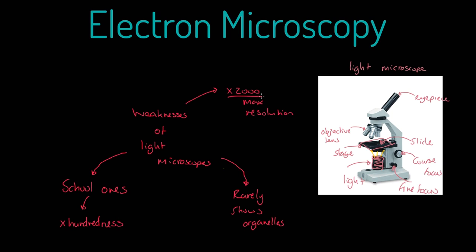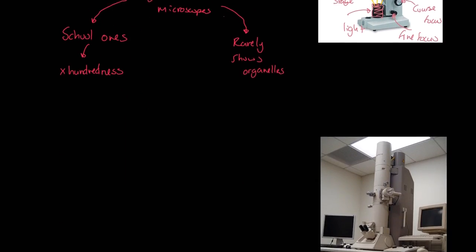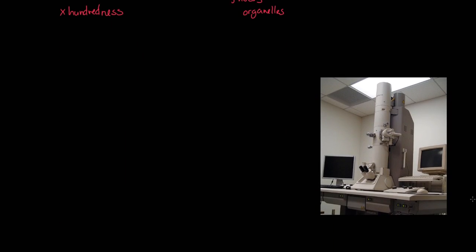So we say max resolution about times 2,000. The ones you're using in school are probably a little bit less than that, depending on what you've got access to. So therefore, we've got certain limitations here. So where does that leave us then? What do we do in that context? Well, we want to see more details, and the world of science certainly wants to see more details. So we invest in these absolute bad boys over here, and we refer to them as electron microscopes.